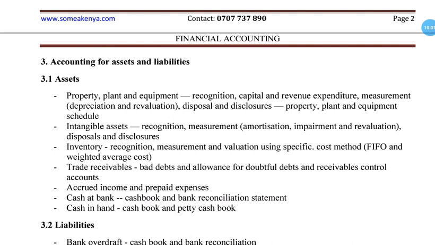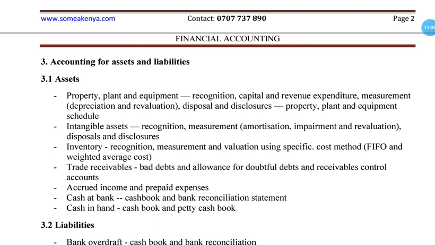So inventory is another word for stock. So recognition, measurement, and valuation using specific cost method, first in, first out, that is FIFO, and the weighted average cost. The next area will be trade receivables. Remember, trade receivable is another term for debtors. So we have the bad debts and allowance for doubtful debts and receivables control account. In other words, the debtors control account.